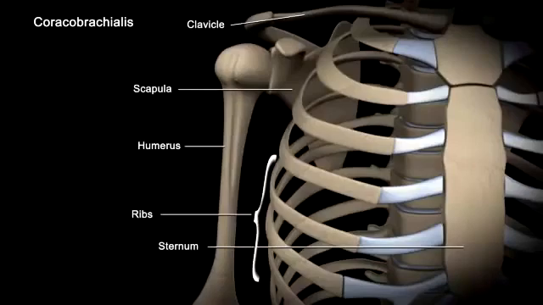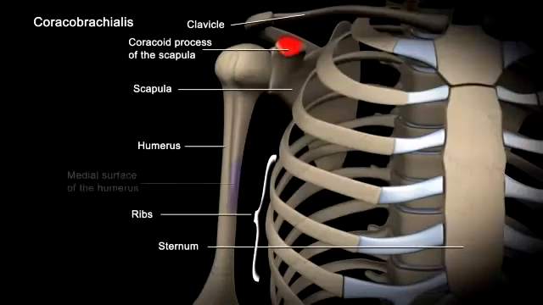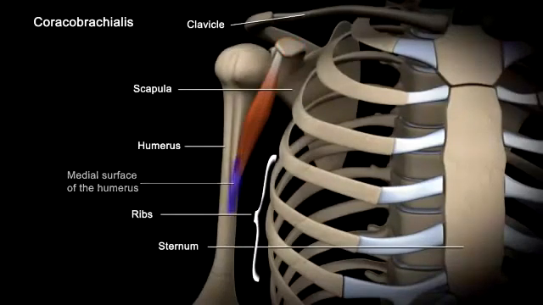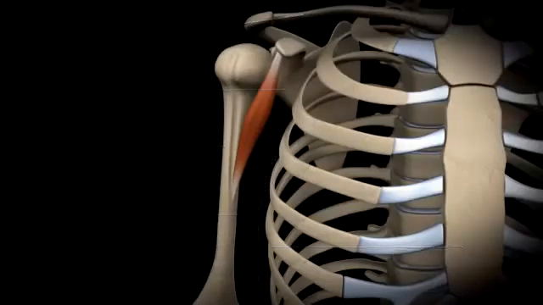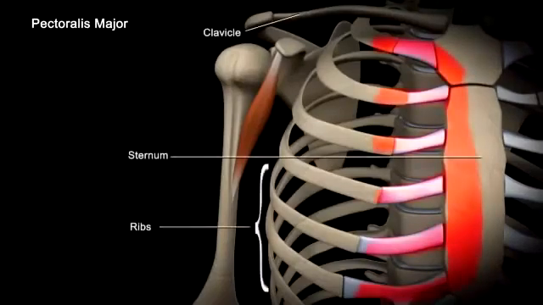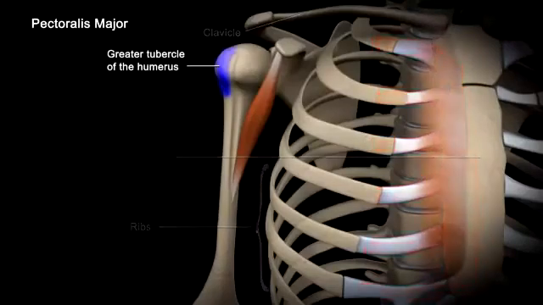The coracobrachialis originates on the coracoid process of the scapula and inserts on the middle of the medial surface of the humerus. The pectoralis major muscle originates at the clavicle, sternum, and ribs, and inserts on the lateral lip of the intertubercular sulcus, just below the greater tubercle.